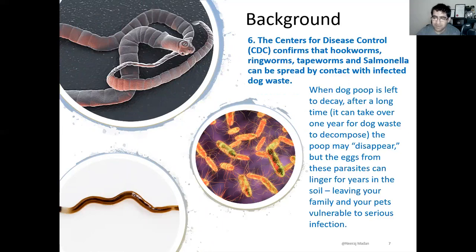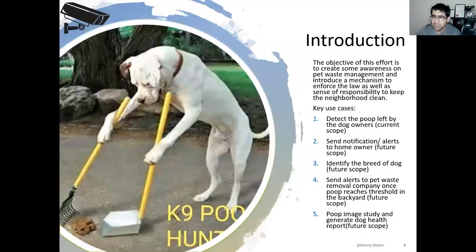With this background, I thought let's apply it and see some concepts we could use from our deep learning class. There are multiple use cases that I could think of, but I thought detecting the poop left by dog owners could be the key that I'm going to focus on in this effort. There are many others which could be looked at, like sending notifications to homeowners, identifying the dog breed, sending alerts, and poop image study. This is another area which people have already done a lot of work on.